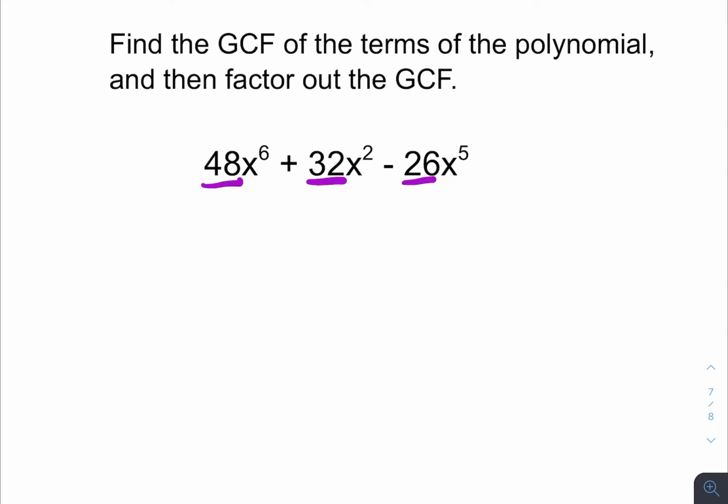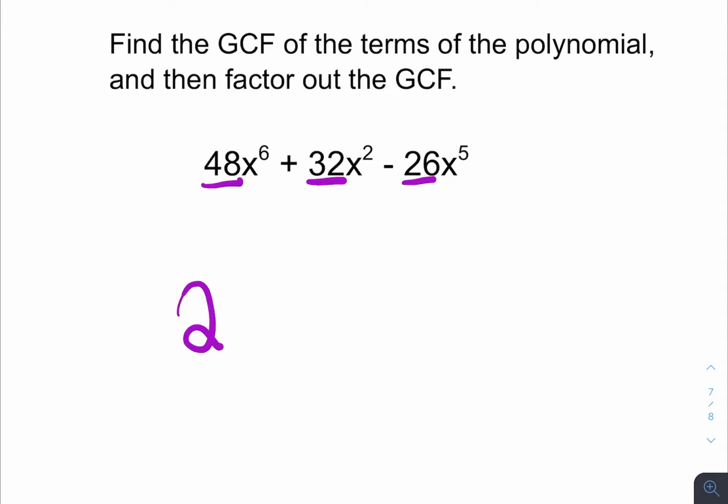The one I want you to focus on is 26. 26 is divisible by 2, and it gets us 13. But that's not able to be broken down anymore because it's a prime number. And so in fact, the GCF numerically that we can take out is a 2. That's the most we can take out here.